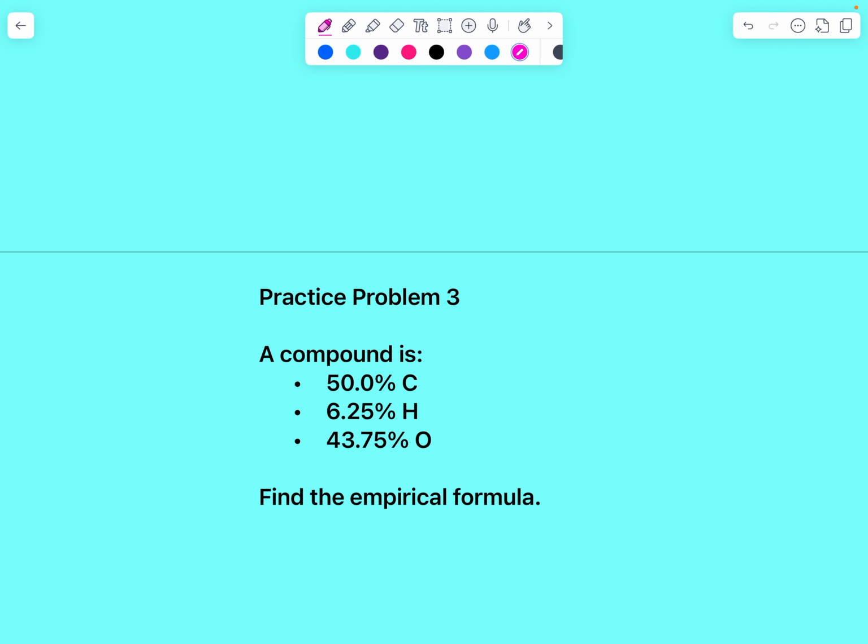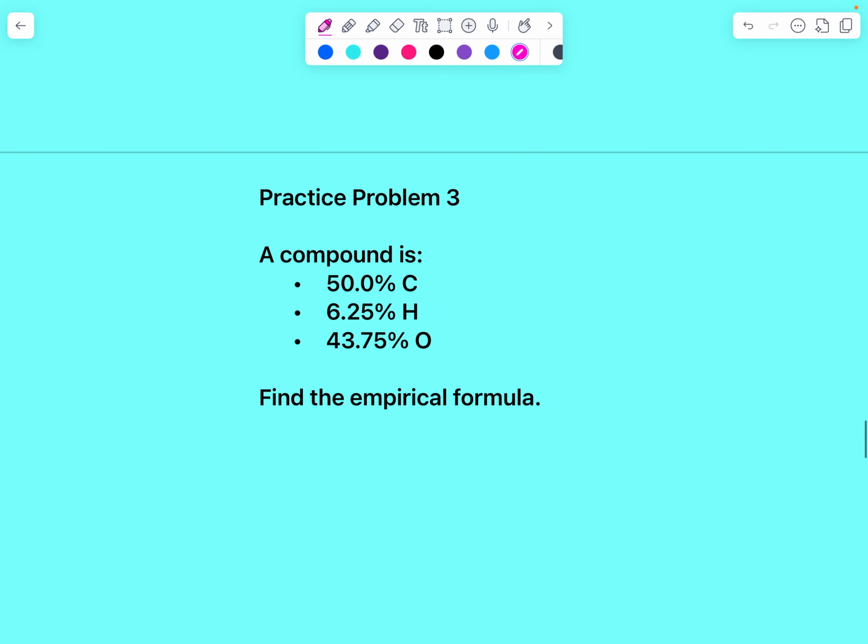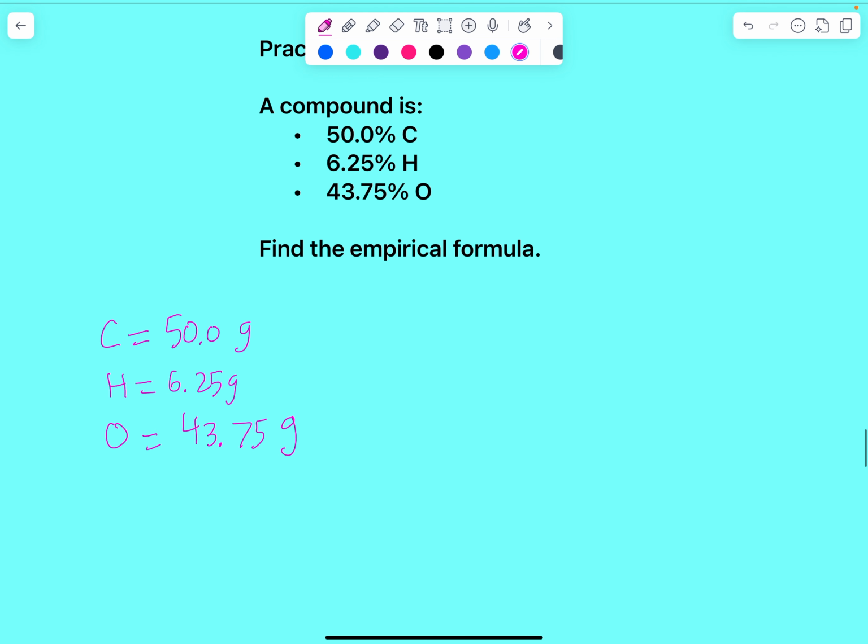So a compound is 50% carbon, 6.25% hydrogen, 43.75% oxygen. Find the empirical formula. Step 1, you guys, assume 100 grams. So carbon is 50.0 grams. Hydrogen is 6.25 grams. And oxygen is 43.75 grams. It's a little tedious, all this work you guys do, but we got it. So you got 50. Let me just write it a little nicer.